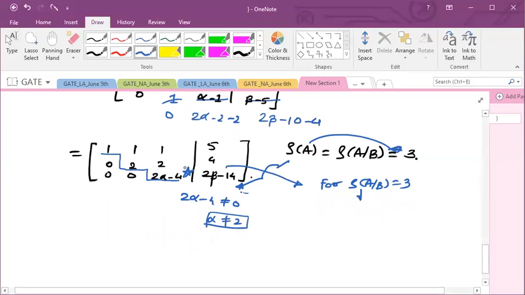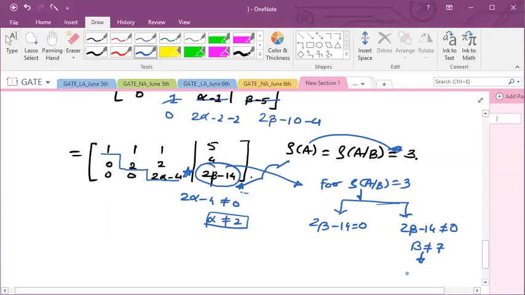Tell me, is it 0 or non-zero? Not equal to 0. See here carefully. Here I am having two cases: if I take 2 beta minus 14 equal to 0, and if I take 2 beta minus 14 not equal to 0. If it is not equal to 0, then beta is not equal to 7. Definitely in this case, my rank of A augmented B is equal to 3, because if it is not 0, we will get some value star over here.